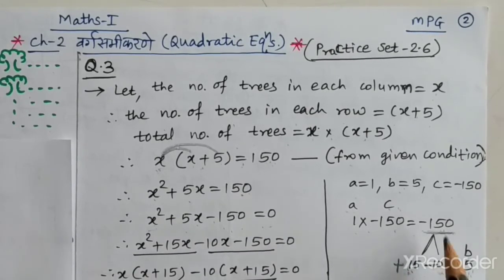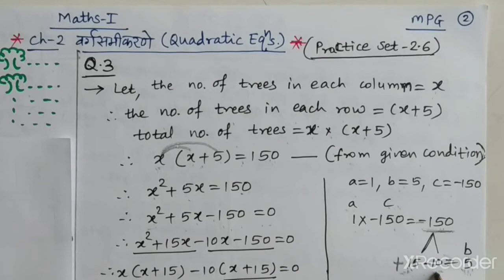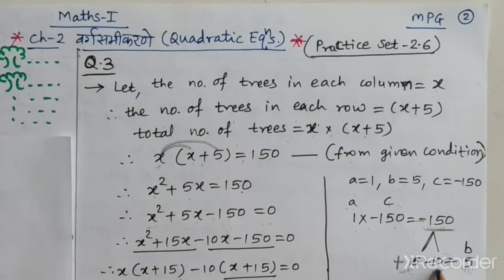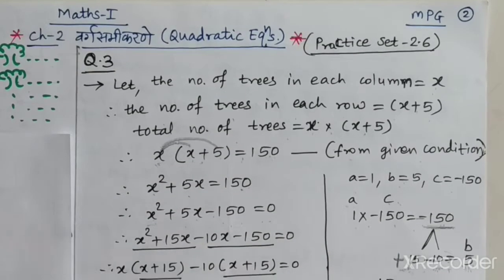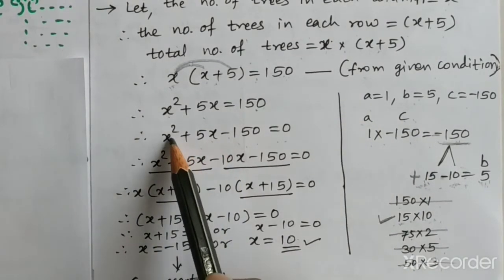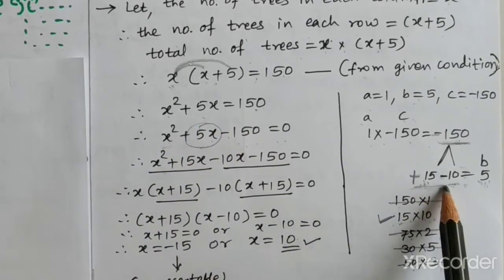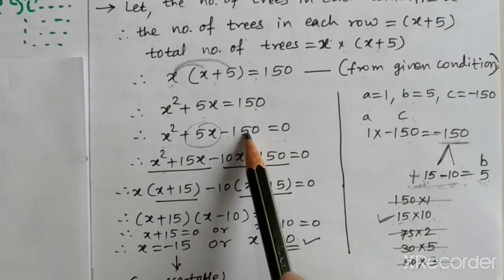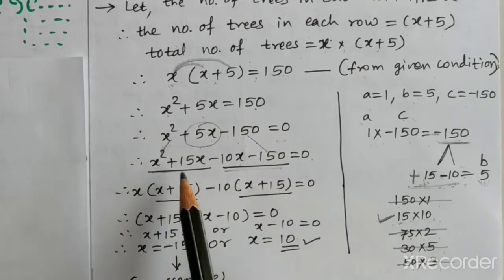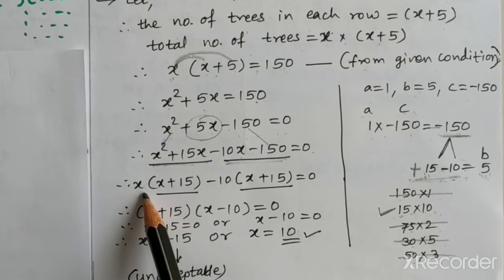Whenever the product of ac is negative, the two factors have different signs. So here it is plus, which means the other must be minus. So plus 15 and minus 10 are the factors. Now consider these two factors to solve the quadratic equation. x square as it is, instead of 5x consider plus 15x minus 10x, minus 150 as it is, equal to 0. Take groups of two. The first group is x square plus 15x, and x is common in the first group.